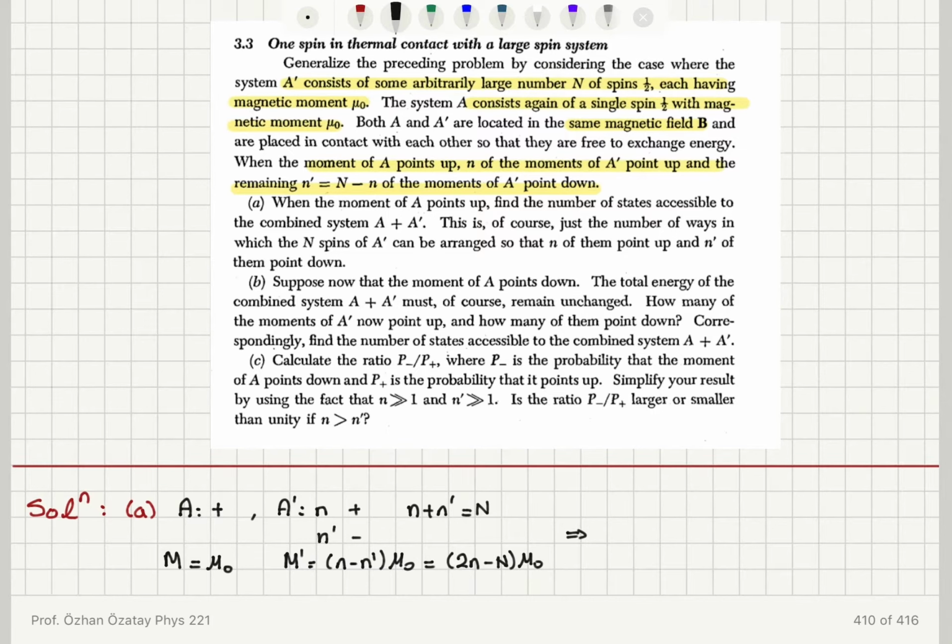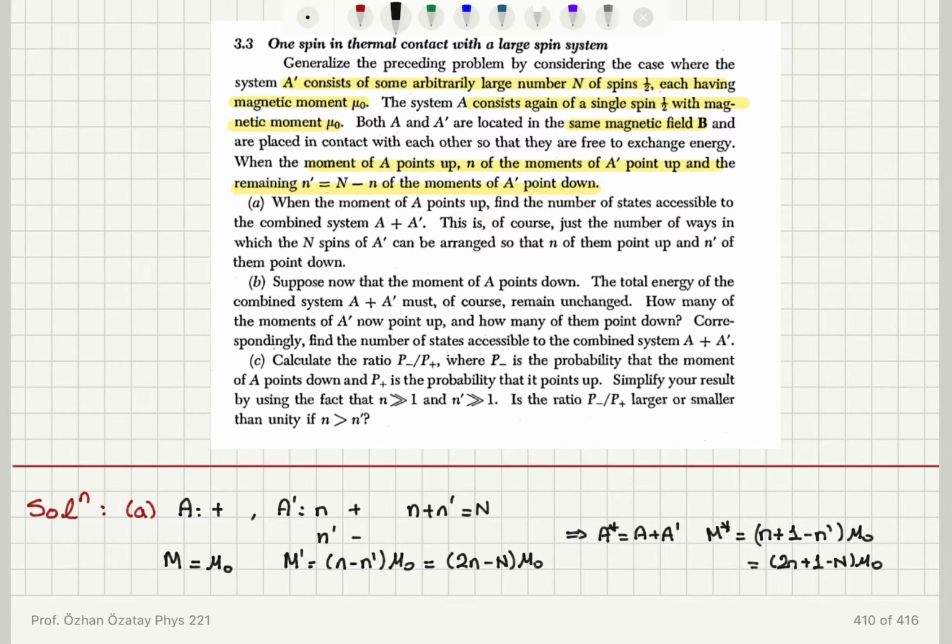So corresponding to this, for the system A star, which is A plus A', there will be a total magnetic moment M star, which will be equal to (n plus 1 minus n') μ0. It can be written this way, or it can be written as (2n plus 1 minus capital N) μ0.